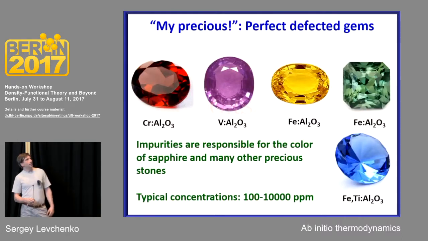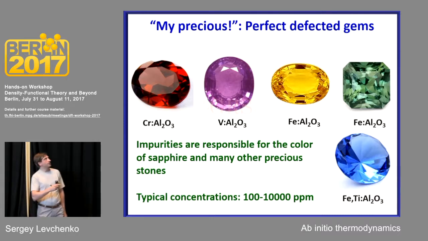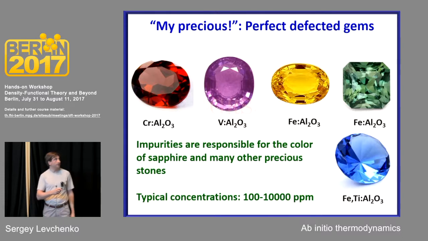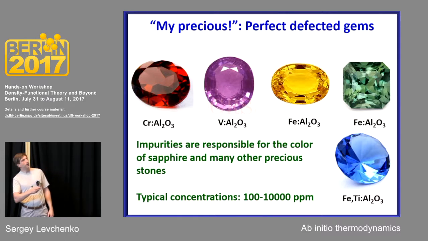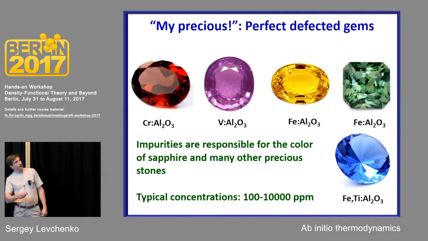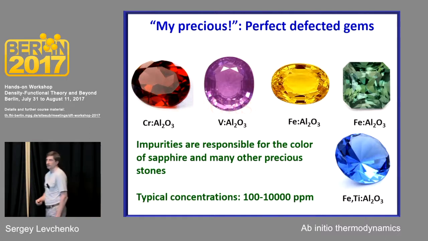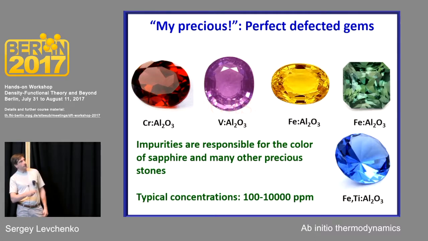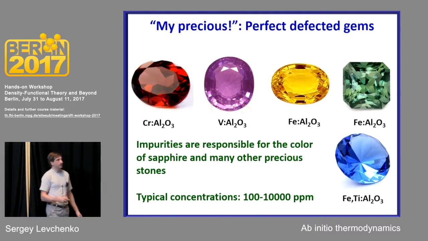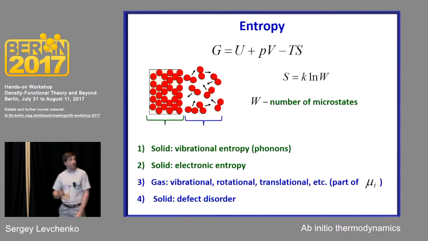Another example are precious stones, of course. All of these differently colored stones are the same base material. It's sapphire, aluminum oxide, but the different colors are given by different impurities. The red one by chromium, the violet by vanadium, the yellow by iron, the green one by iron at higher concentrations, and the blue one by a mixture of iron and titanium impurities. The typical concentrations in this case are a bit larger, from 100 to 10,000 parts per million.